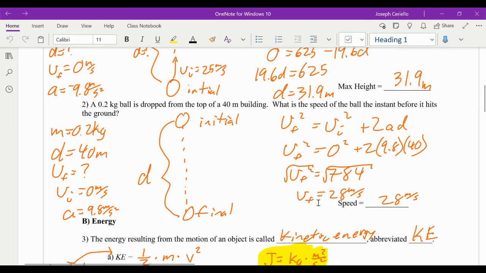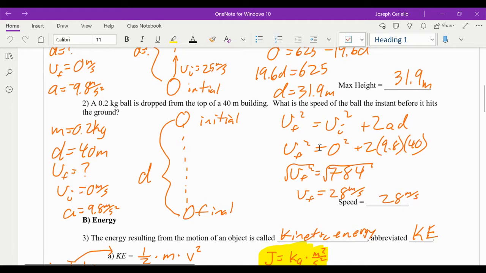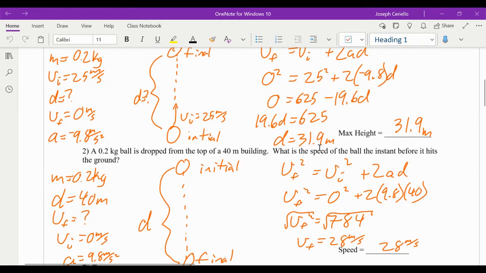The other one is the opposite scenario where we drop an object from a certain height. So now we know the height, we know d. We know the initial velocity is 0 because we're dropping it. And we know the acceleration is positive 9.8 meters per second squared. We need to find v final. We can actually use the same equation here and get that v final is 28 meters per second. We'll come back to this in a little bit, and we'll see why we did this.